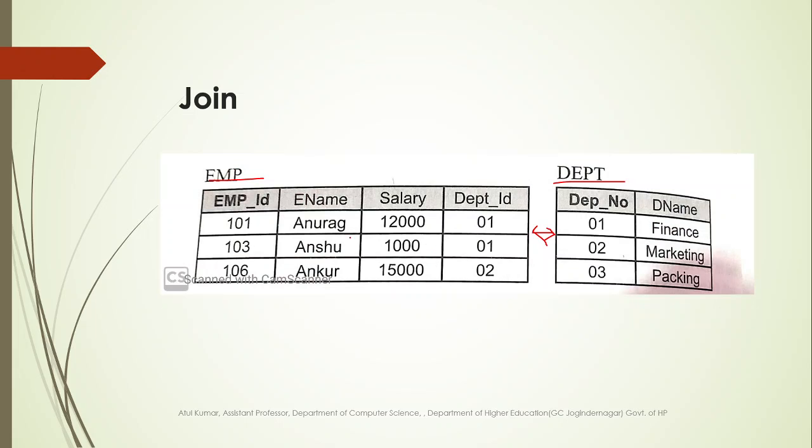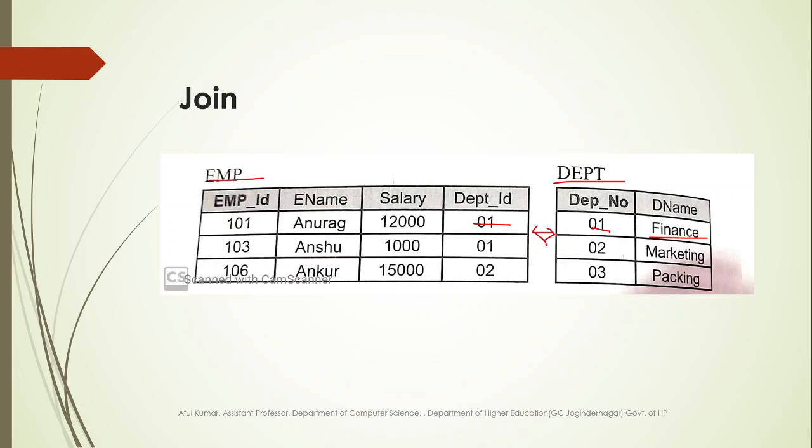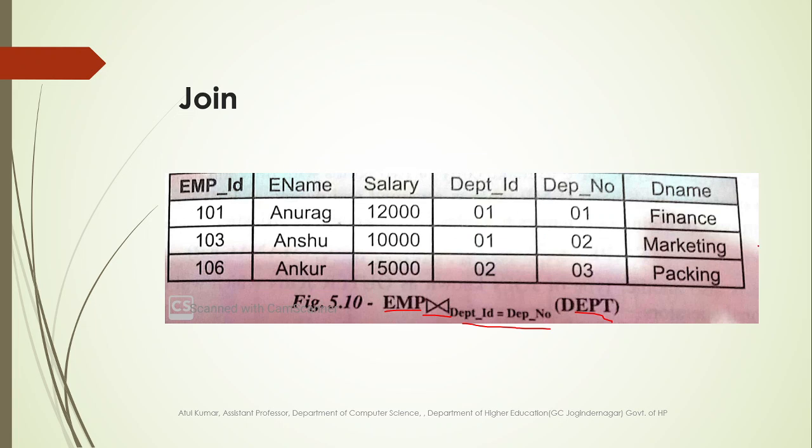Suppose the first row is 101, employee name is Anurag, salary is 12,000, department id is 1. If we combine this with the department number and department name, the first row is finance. The second row is 103 Anshu and its department id is also 1. So we combine this with department number 1 as department id is equal to department number, and we just use here department name finance.